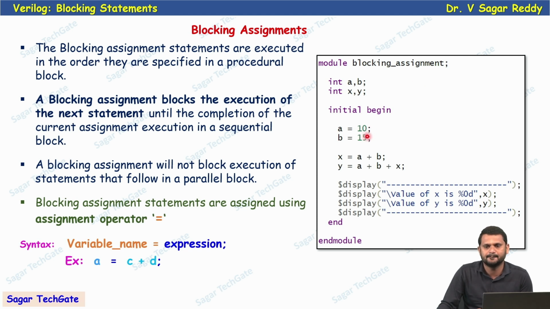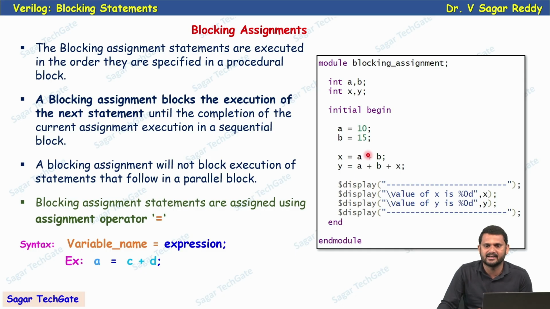Now A equal to 10, B equal to 15, right? Now here X is equal to A plus B. What is the A value? Whenever this statement is encountered, it reads the value of A and the value of B. A is 10 and B is 15. Then it performs the addition, 10 plus 15, 25. Then it assigns 25 to X.